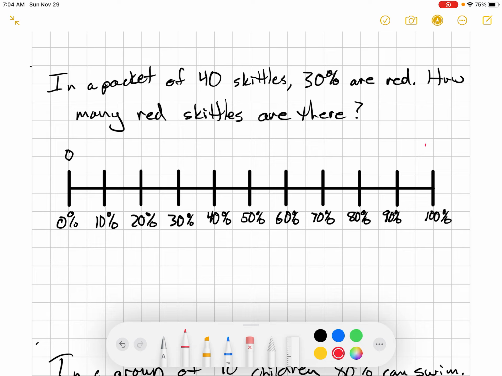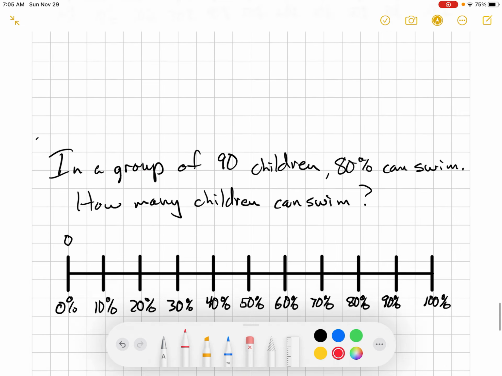Right, since we're using red, I'll stay with the red. Here's the 40 Skittles, right? Go back and find 10%. 10% is 4. 4, 8, 12. Now, I don't have to go any further, do I? I could finish my percent ruler, but I'm good. In a packet of 40 Skittles, 30% are red. How many red Skittles are there? There's 12 red Skittles. There we go.